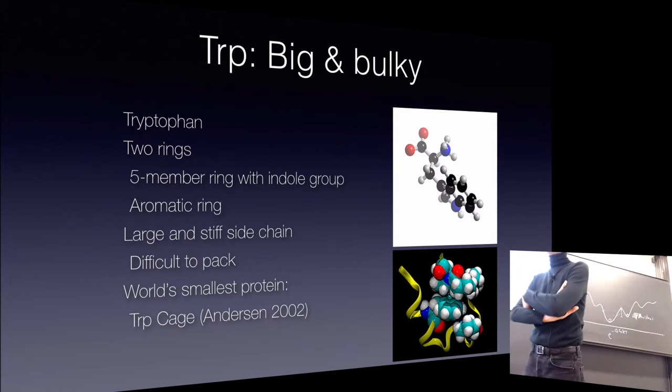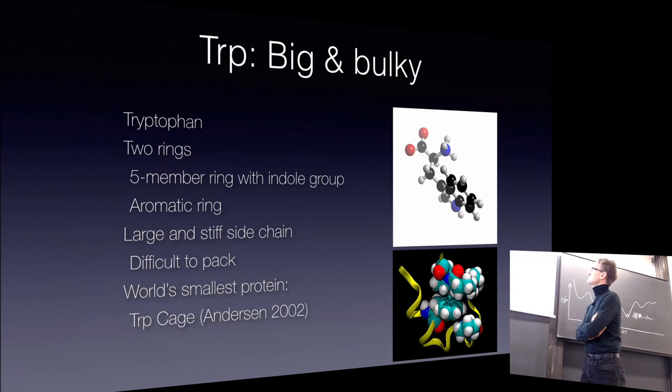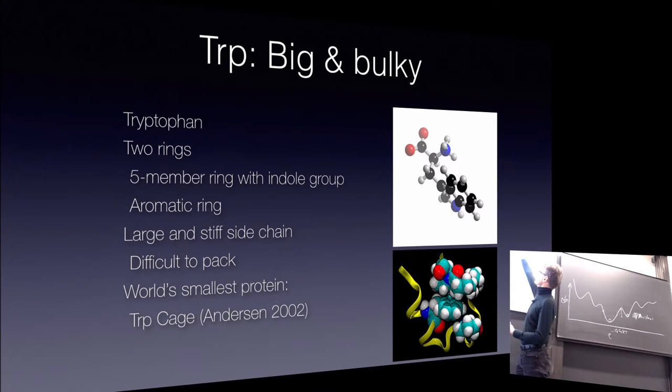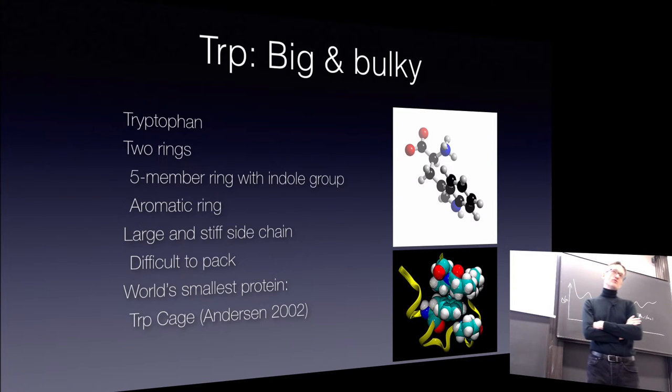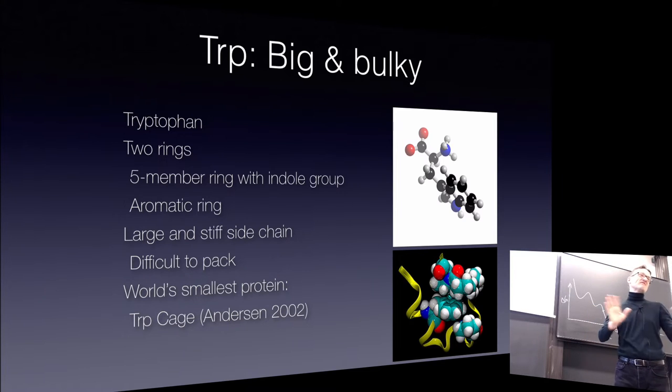Tryptophan is a big and bulky amino acid. It has two rings. One of these rings is quite hydrophobic, and the other one has an ability to form a hydrogen bond there. If you're an organic chemist, there are all sorts of funny ways of classifying these. Proline is strictly an imino acid. The tryptophan ring is an indole group, etc. Forget about it. We care about the physical properties here. It's not an organic chemistry class.